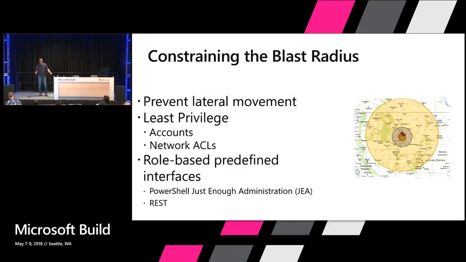We constrain blast radius by least privilege at the account level, as I mentioned, and at the network ACLing. We iterate every month. We make it better. We make it tighter. And we have role-based interfaces. So all those components you saw earlier, they all communicate either through REST or through PowerShell JEA. And so if one component gets compromised, they cannot do a WMI call and perform any arbitrary action they want. And again, if one account got compromised, there is no logging into Hyper-V Manager or Cluster Manager or Server Manager, whatever you like. There are only those 3 endpoints that I mentioned earlier.